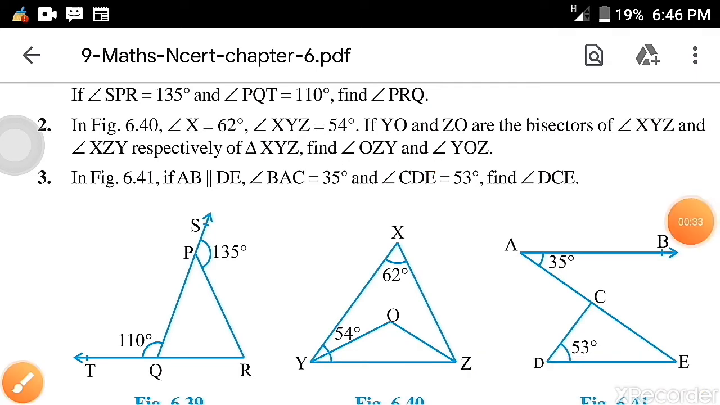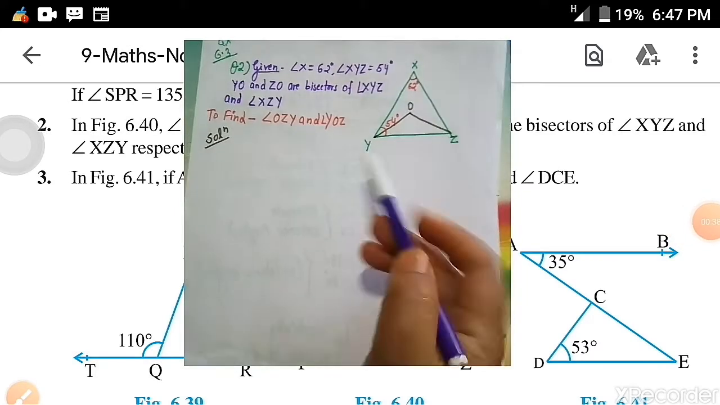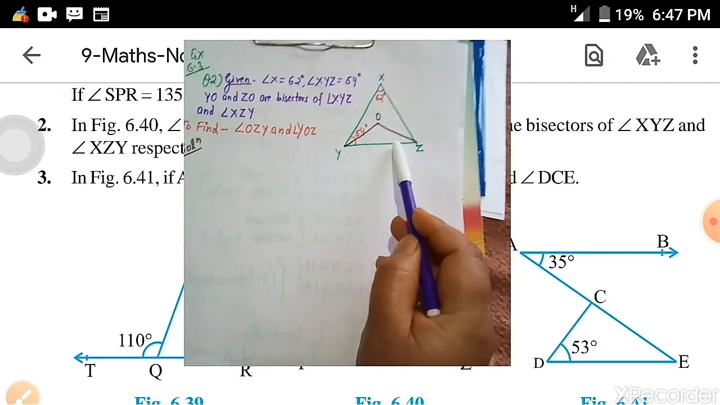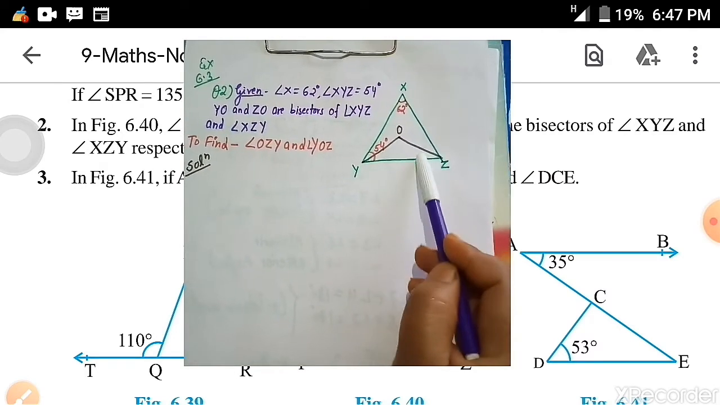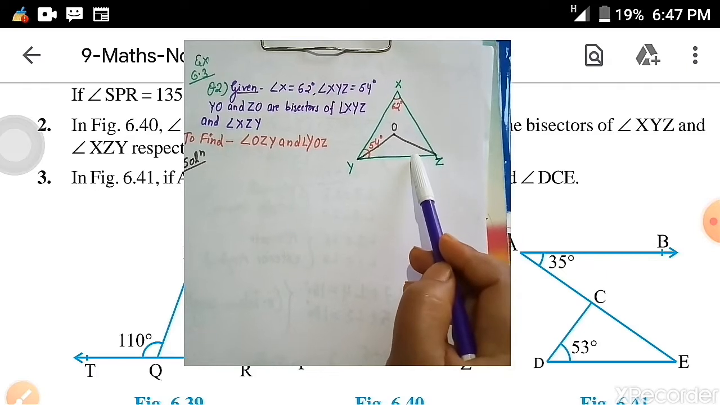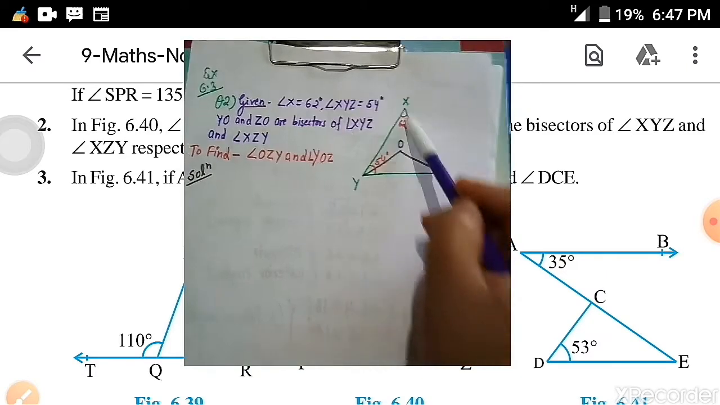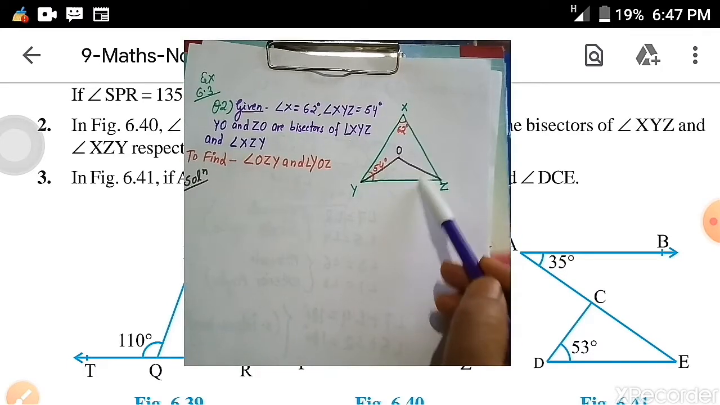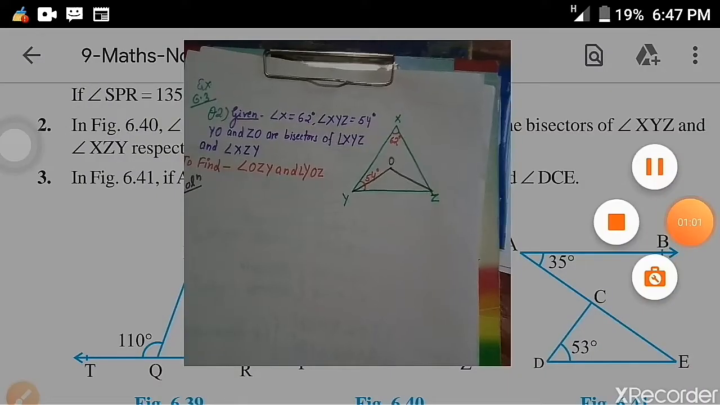Now see how we will solve this question. First we have to find out angle YZX, that means this angle we have to find out. And if we get the whole angle, then we can halve it and we will get this angle. So first we will apply the angle sum property in this triangle so that we can find out this angle. Then we will halve this angle, so we will get this angle. See how we'll solve it.